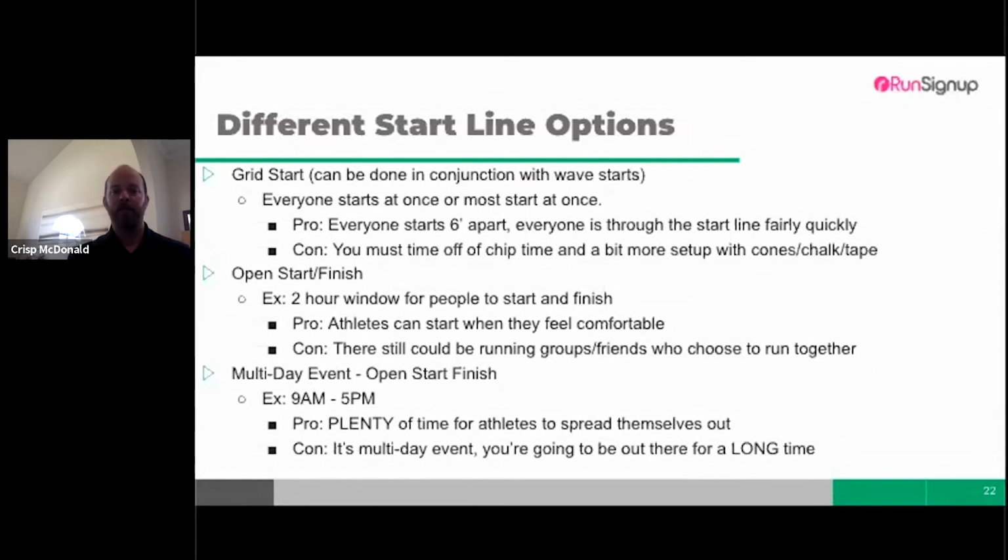Open start finish, there's huge upsides to this because people can go when they feel comfortable. There's downsides as well, because a lot of people will just start with their friends, and so the optics can look not as great if 25 people show up from a running club and all start together. But if you do some of these together, like having a multi-day event with an open start finish, there's so much time for people to spread out, and it just gives them plenty of time to feel safe and do the right thing.